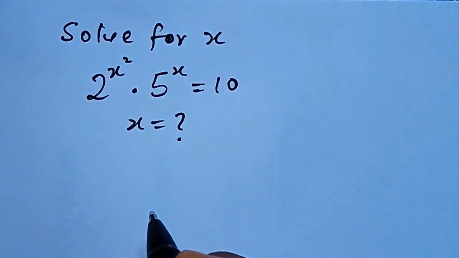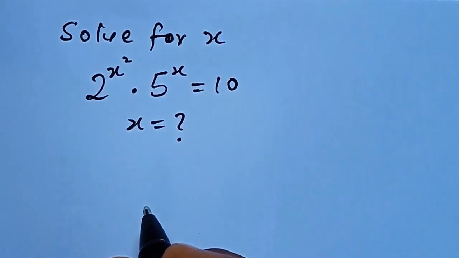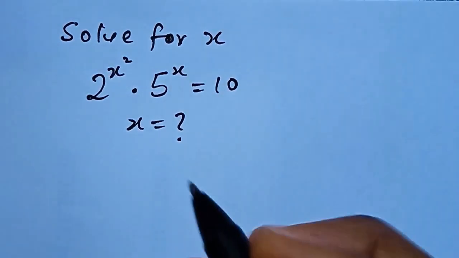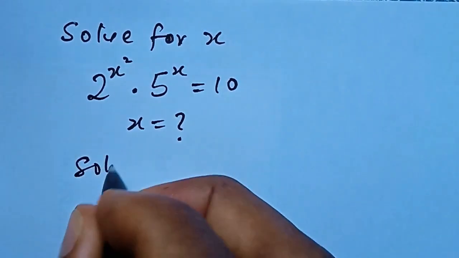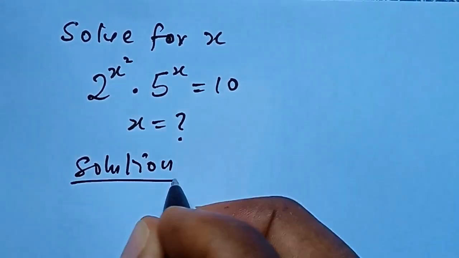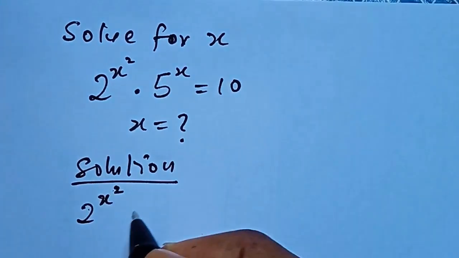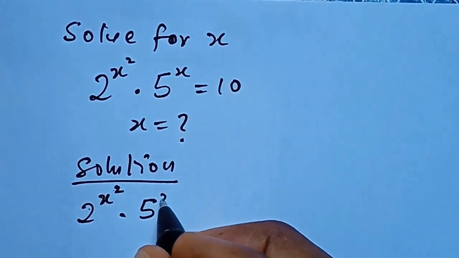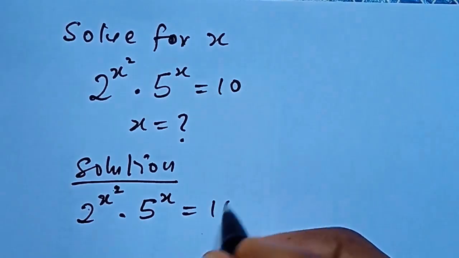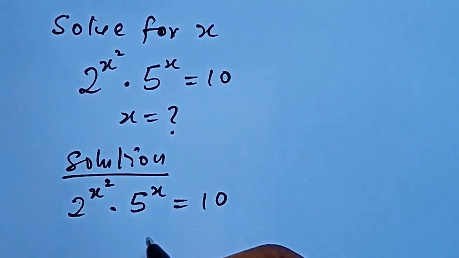So let's solve for x in this nice algebraic expression. So we have our solution. From here we have 2 raised to power x, then raised to power 2, multiplied by 5 raised to power x, equals 10.